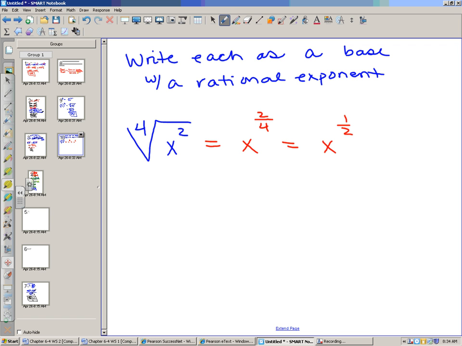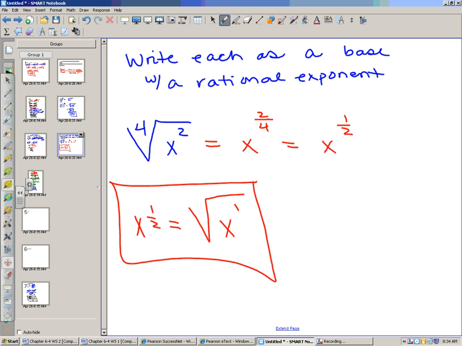What is x to the 1/2 actually? The power goes with the 1. The check mark gets the root, so that's going to be 2. Do I need to put that there? So these are equivalent. Do you see that the x to the 1/2 is the same thing as the square root of x? Do we get that, yes or no?